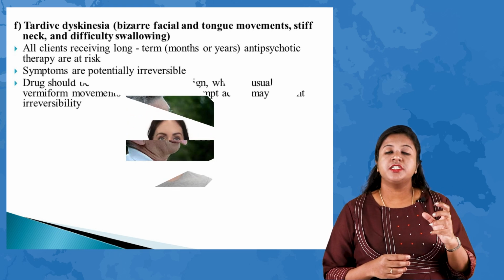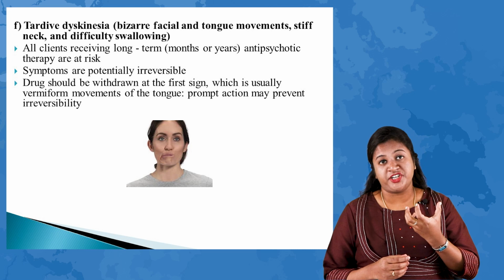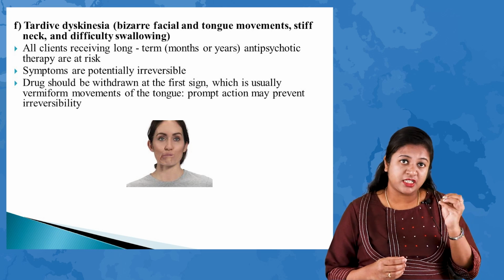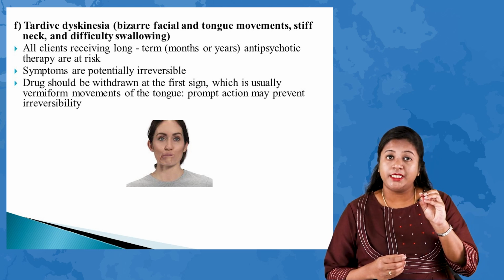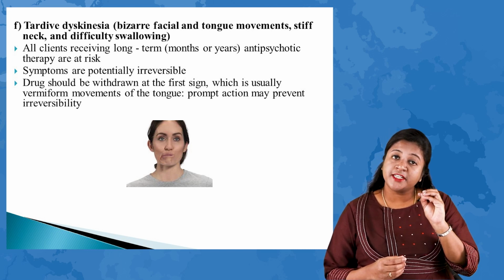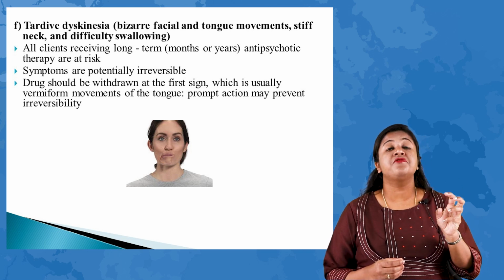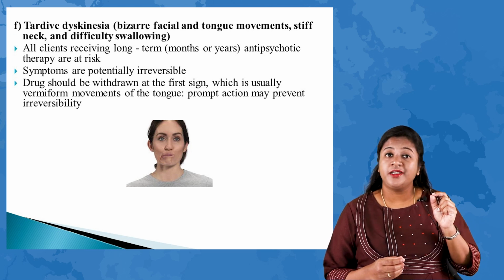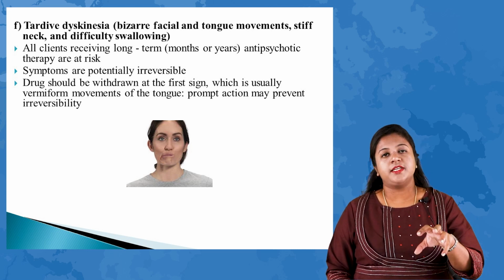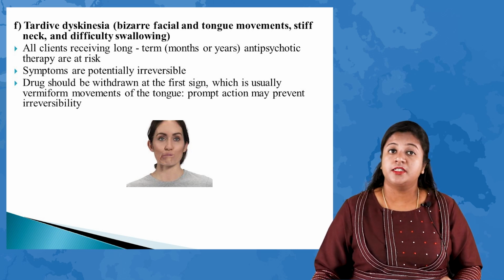The first thing you need to do, when you identify the patient having vermiform movements of the mouth and tongue, is this: you would have seen how a rabbit moves its mouth when it eats something. Similar rapid movements of the mouth or tongue can be noticed in clients receiving antipsychotic drugs for a longer period of time. Vermiform movements should be identified so that you can immediately stop the drug and prevent the irreversibility. That is the major nurse's responsibility, to monitor if the patient develops tardive dyskinesia.